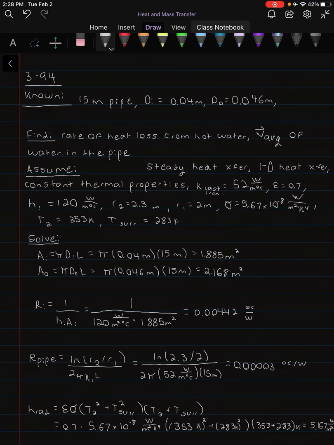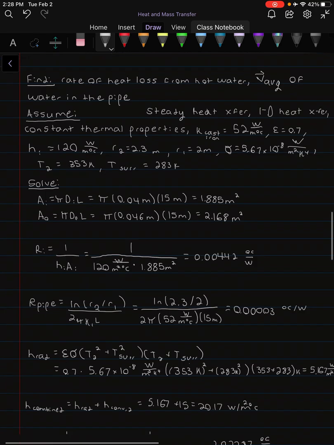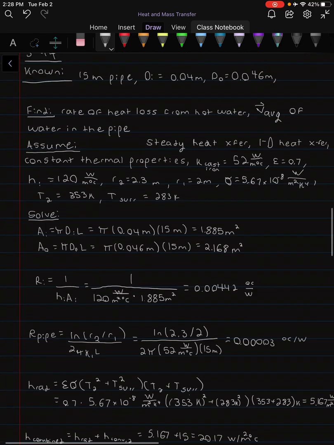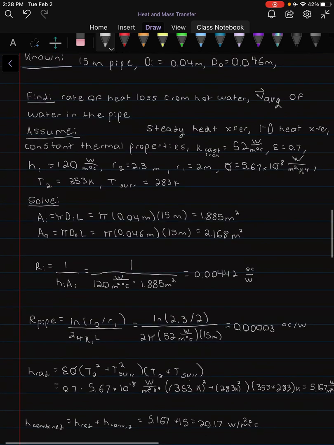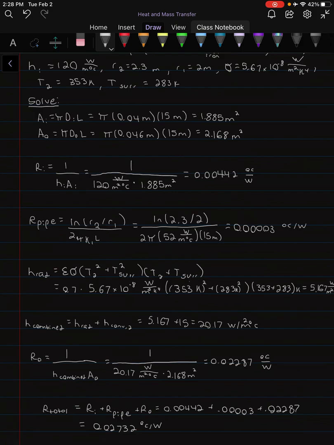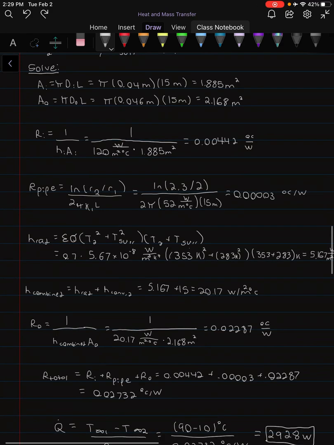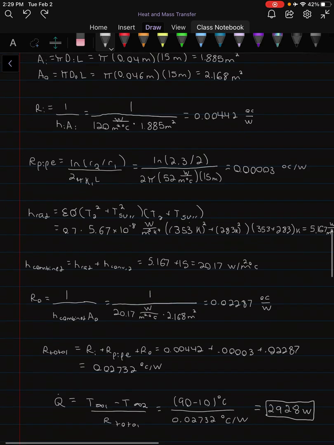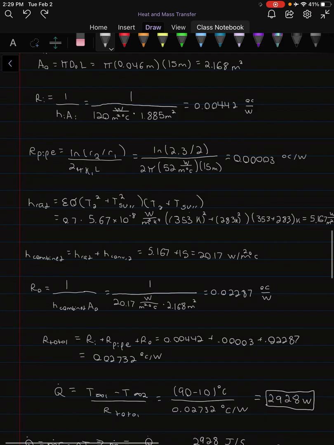Next, 3-94. You know it's a 15 meter pipe, you have D_i, your inner diameter, and your outer diameter. You want to find the rate of heat loss from the hot water and the average velocity in the pipe. So first you take the area of the inside and the outside. It's just pi D L, sorry. So then R_i is equal to 1 over h_i A_i, and then for the resistance of the pipe, that's ln of r2 over r1 over 2 pi k L, that's given.